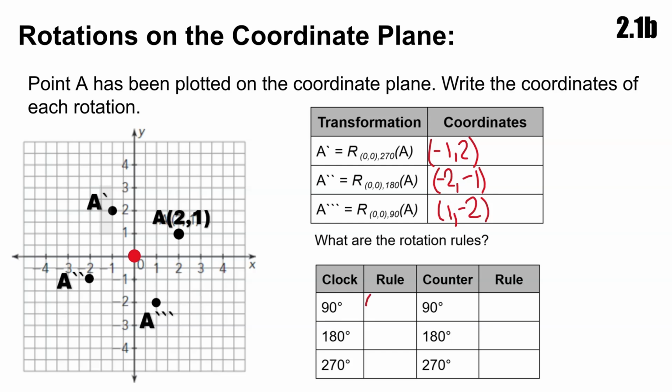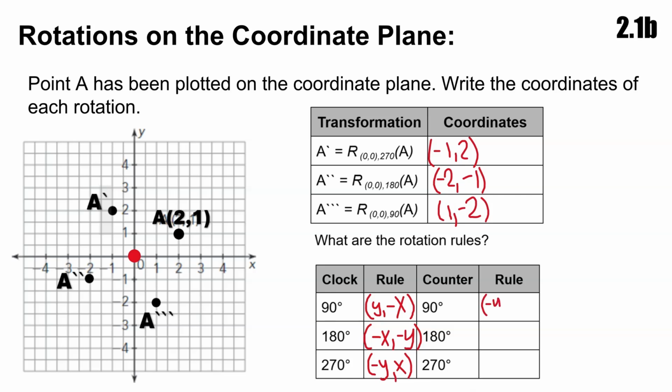The rule for 90-degree clockwise rotations is y, -x. The rule for 180-degree clockwise rotations is -x, -y. The rule for 270-degree clockwise rotations is -y, x.